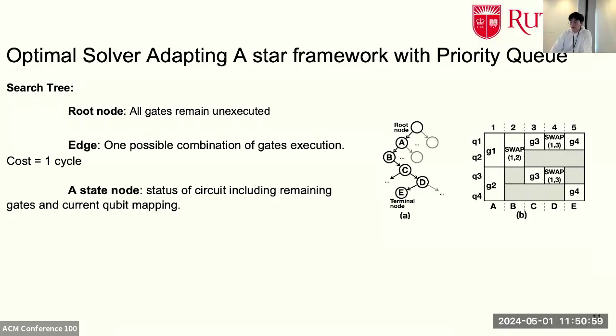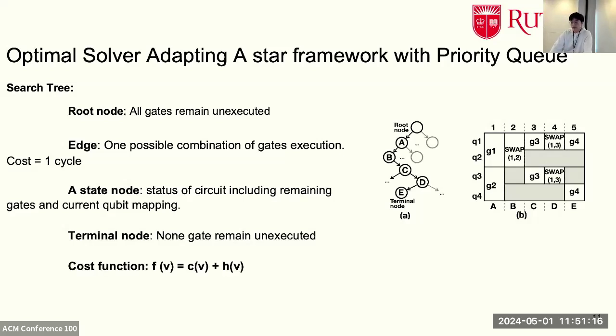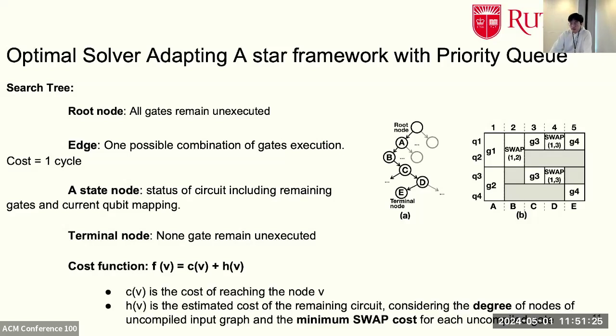Including the root node, each state node in the tree represents the status of the circuit, including the remaining gates and the current qubit mapping. If we find a node where all gates are executed, we terminate the search process. The search process is guided by a cost function, f(v), which equals the sum of C(v) and H(v). C(v) is the cost of reaching the current node v, and H(v) is the estimated cost of the remaining circuit, considering the degree of nodes of the uncompiled input graph and the minimum swap cost for each uncompiled gate.